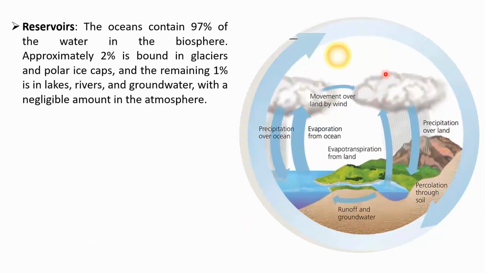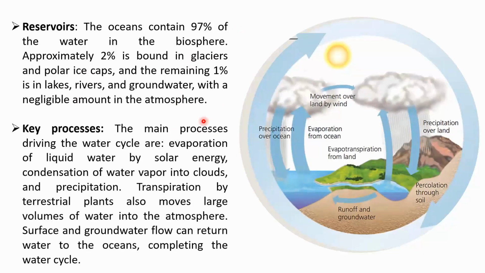So, the reservoirs for the water cycle: as we know, the ocean contains 97% of the water in the biosphere. Approximately 2% is bound in glaciers and polar ice caps, and the remaining 1% is in lakes, rivers, and groundwater, with a negligible amount in the atmosphere. So the main reservoirs are the water bodies.